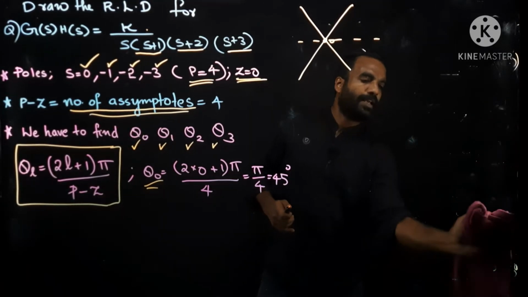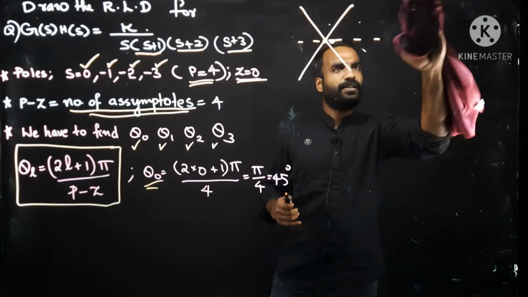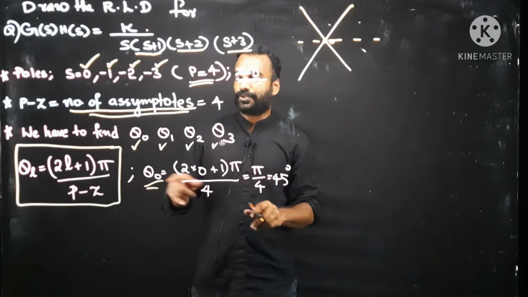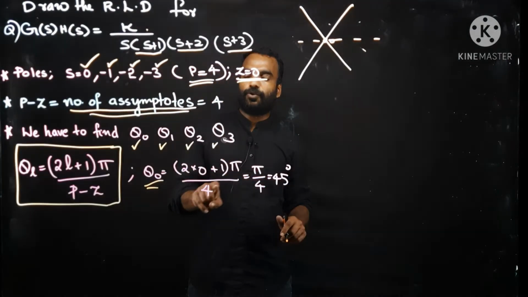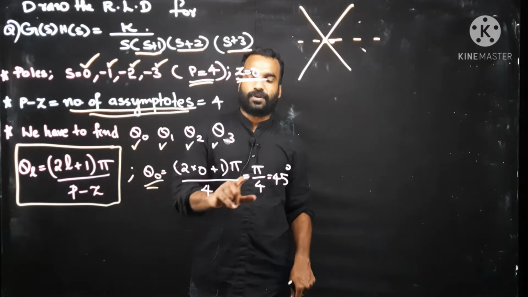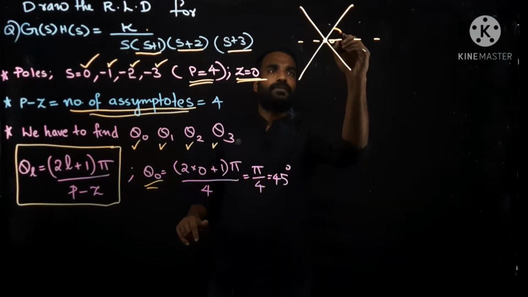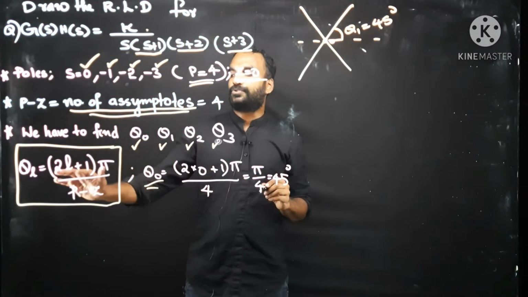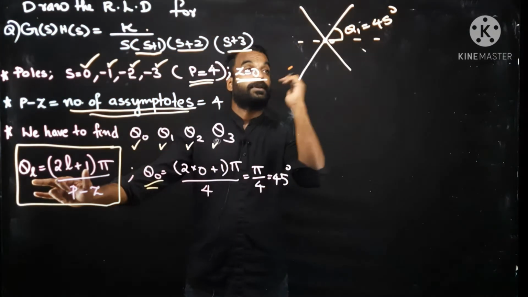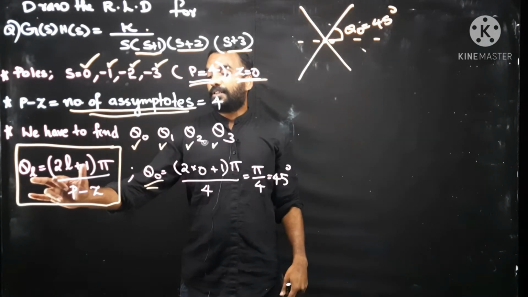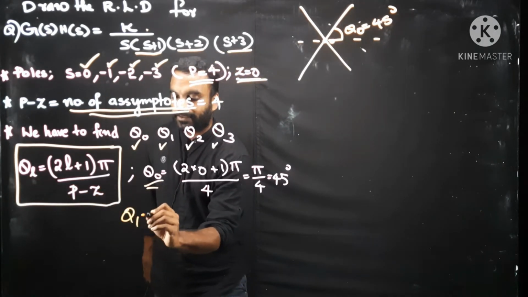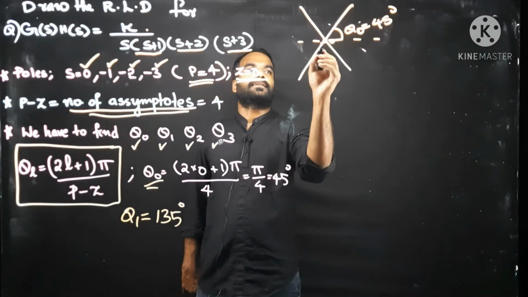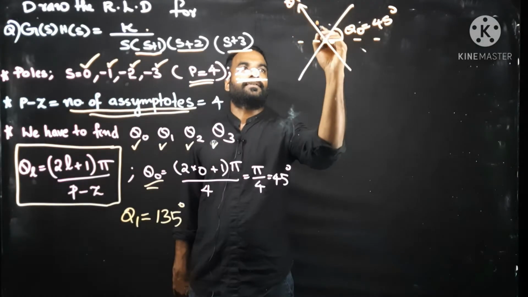If you do not like to memorize like this, you can do the conventional calculation. Please see here, theta 0 is equal to 2 into 0 plus 1 into pi by P minus Z. Here it is 4. You will get pi by 4, that is 45. This is theta 0, that is equal to 45. On the same equation, you substitute L is equal to 1. You will get theta 1 is equal to 135 degrees. Please check. This is the angle of theta 1.